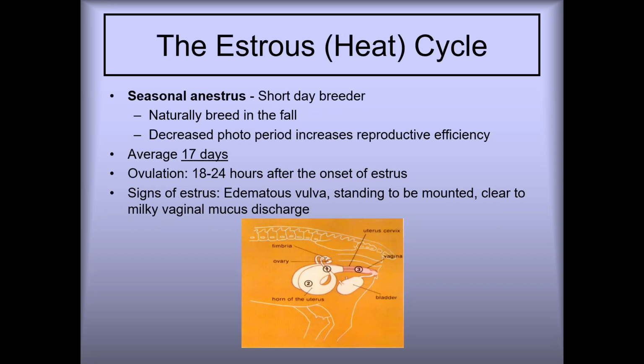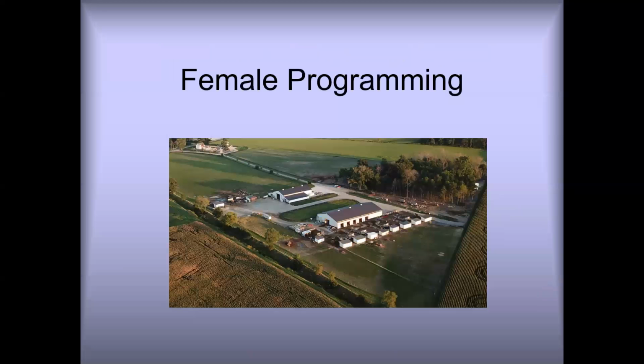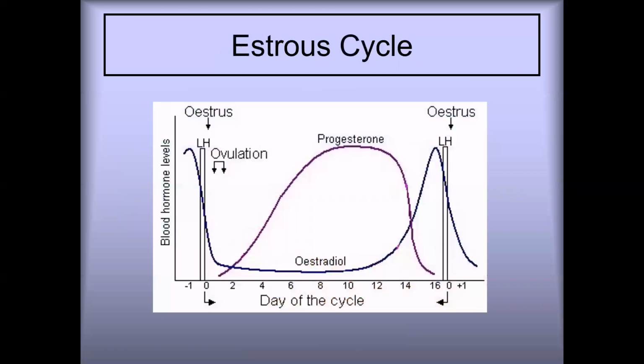Everybody's probably been familiar with the signs of estrus: edematous vulva, standing to be mounted. They'll have a clear to milky vaginal discharge, which are all good indicators of a nice heat cycle. So I wanted to share this slide. There's several things going on there.